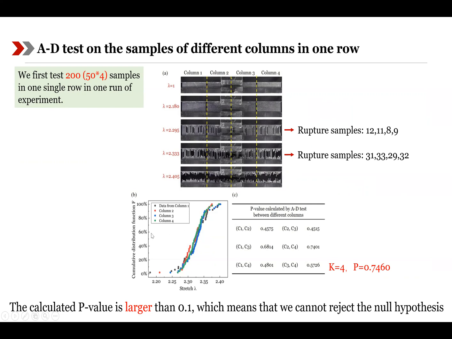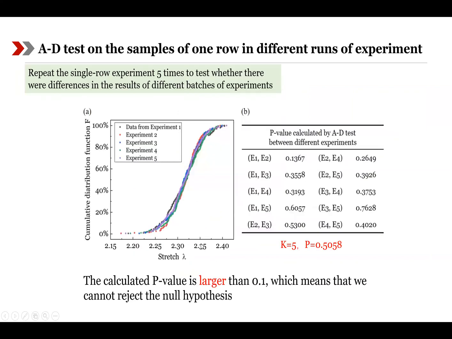Figure B plots the CDF of the rupture stretch of the 4 columns, and we perform the Anderson-Darling test using these 4 CDFs. The calculated p-value between every 2 columns and the p-value of the 4 subsets from the total sample set are all larger than 0.1. Therefore, we cannot reject the null hypothesis.